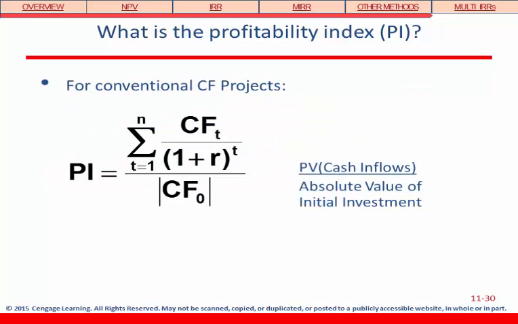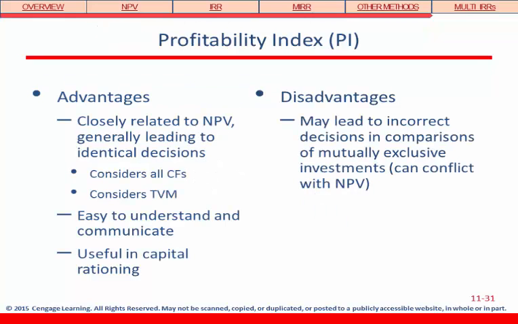But essentially what we're saying here is that you can put the present value in the numerator and the initial cost in the denominator, just like I'm showing you right here with this equation. Now, the major advantages of the profitability index is it mirrors the NPV in some ways. It's going to consider all cash flows and the time value of money. It's pretty easy to understand and communicate. Maybe a little bit more complicated than NPV, but that's probably because NPV is just better known. And it can be useful in capital rationing.